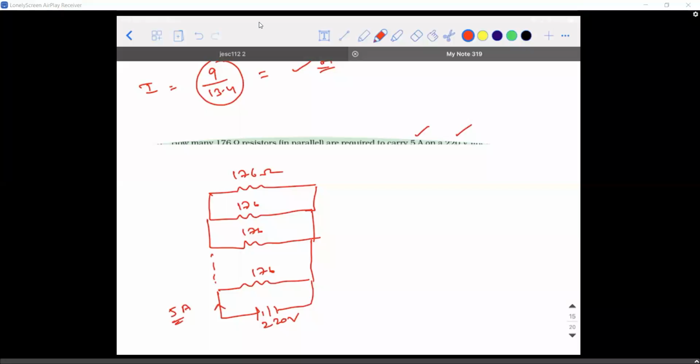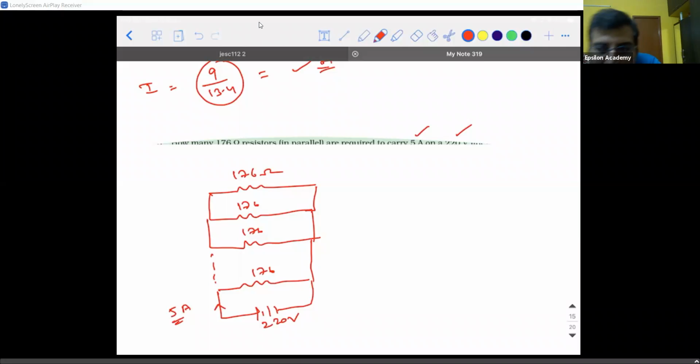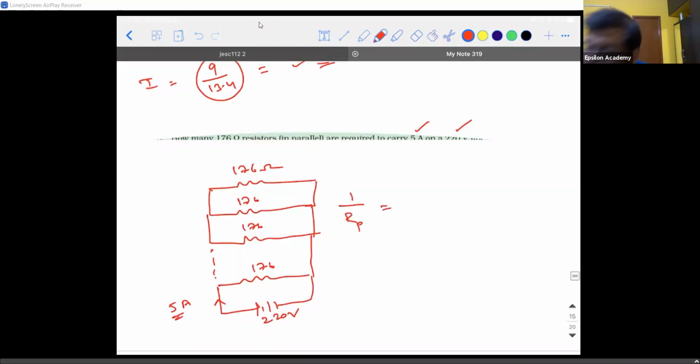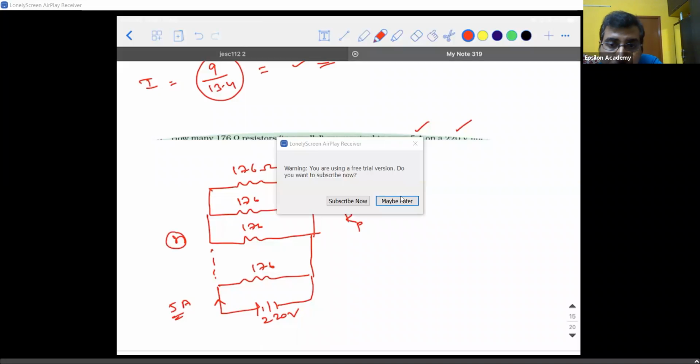Right. So how to solve this? Whenever you have a problem based on potential difference, current, and resistance, you should always calculate the equivalent resistance. So what is going to be the equivalent resistance in this case? Let's say there are n resistors connected in parallel. 1 by Rp will be how much?